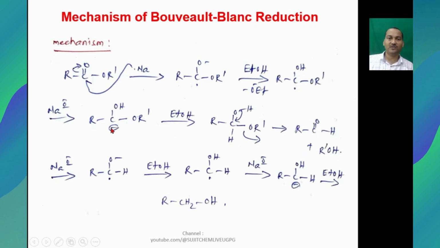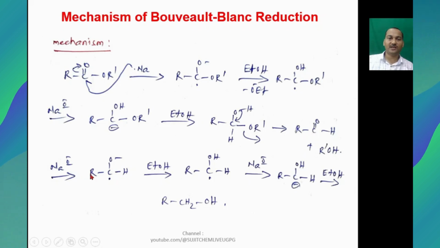So you have 2 electrons. So this becomes C minus. And once this becomes carbanion, it will take the proton from ethanol. So you end up with this derivative. So again when this OH bond will come here, it will kick out OR as OR minus. So you end up with this aldehyde.